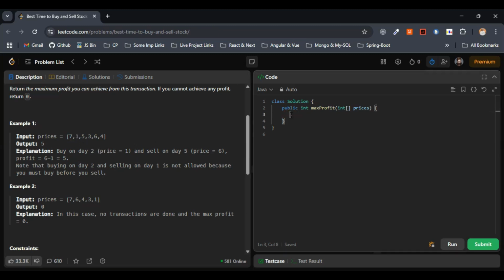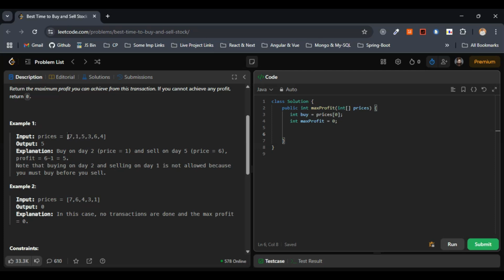So let me do one thing, I'll just consider here int. So this will be int buy equals prices of 0. The next part here would be, let's initialize the max profit as 0 as well. So this one will be max profit equals 0. This is fine. So then we have to loop. We have to go with the iteration part, right?